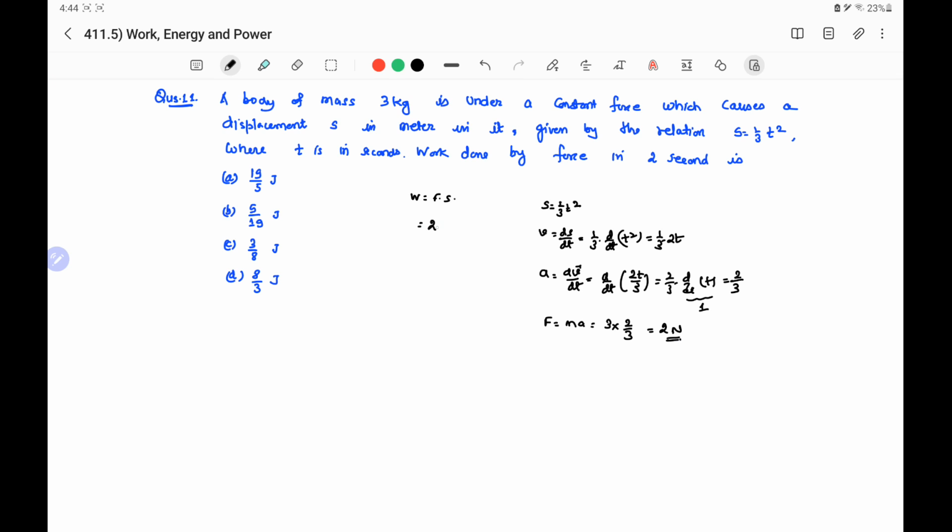So work will be, force is 2 Newton and displacement in 2 seconds. Displacement is given 1 by 3 t square. So at time t equal to 0, s will be 0, and at time t equal to 2 seconds, s will be equal to 1 by 3 into 2 square, that is equal to 4 by 3 meter. Hence displacement will be equal to 4 by 3 minus 0, it is equal to 4 by 3 meter. And substituting the value here, it will be 2 into 4 by 3, it is equal to 8 by 3 joule. Hence option D is the correct option.